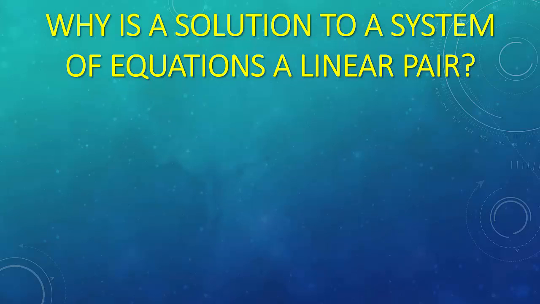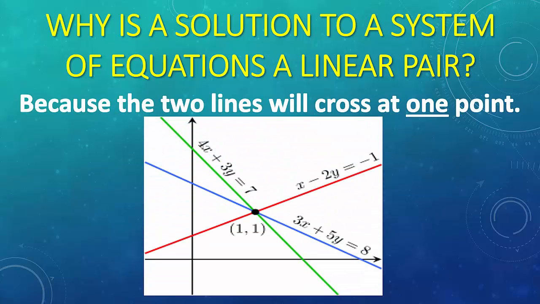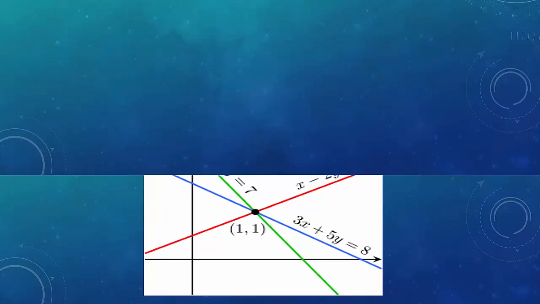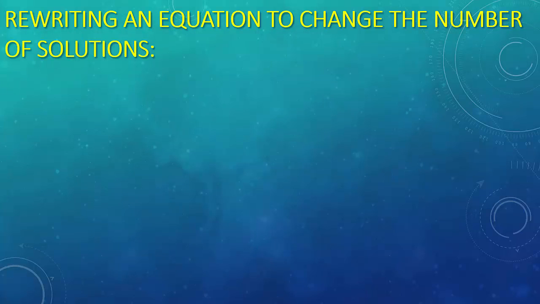A solution to a system of equations is a linear pair, meaning the coordinate points. And that's because two lines will cross at one point. So since it's a point, there's an x value and there's a y value.